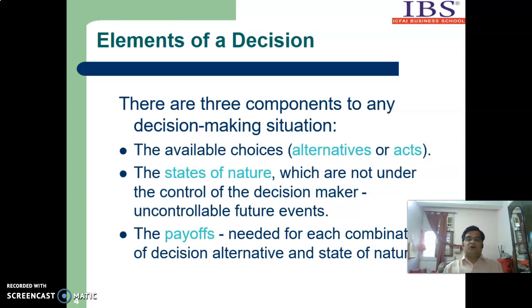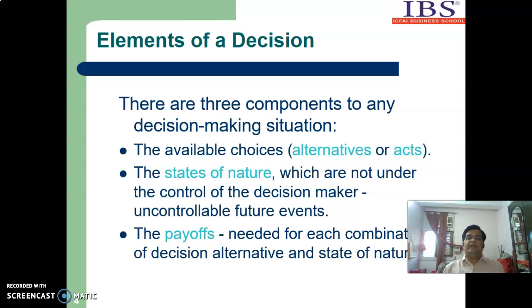Just like suppose in the stock market, there are three stocks. Out of the three stocks, which stock will the investor choose so that the profit is maximum, given that there can be bullish condition or there can be bearish condition in the economy. How is the economy performing? Now, the performance of the economy is not controlled by the investor.